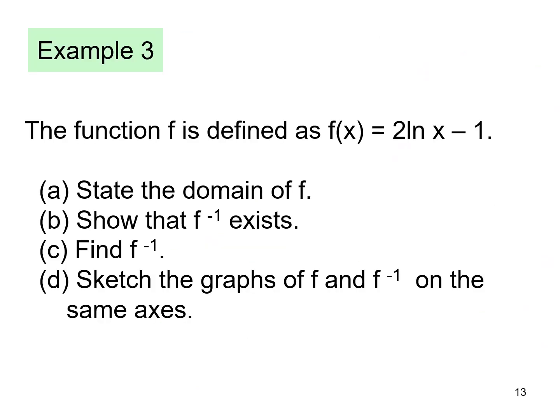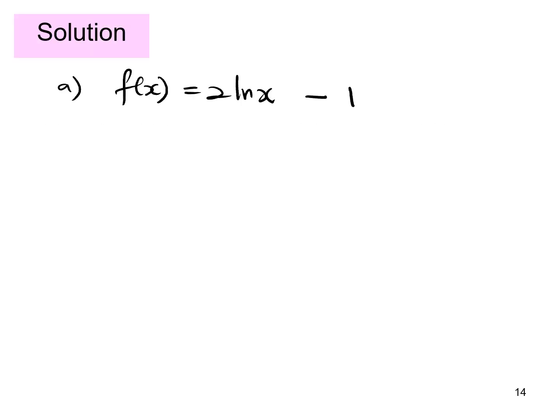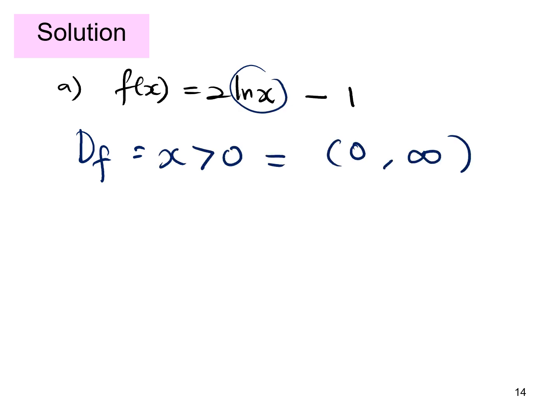Example 3, the function f is defined as f(x) equals 2 ln x minus 1. A, state the domain of f. B, show that f inverse exists. C, find f inverse. Lastly, sketch the graph of f and f inverse on the same axis. State the domain of f. So this is the log function. So the domain is x greater than 0, which is 0 to infinity.